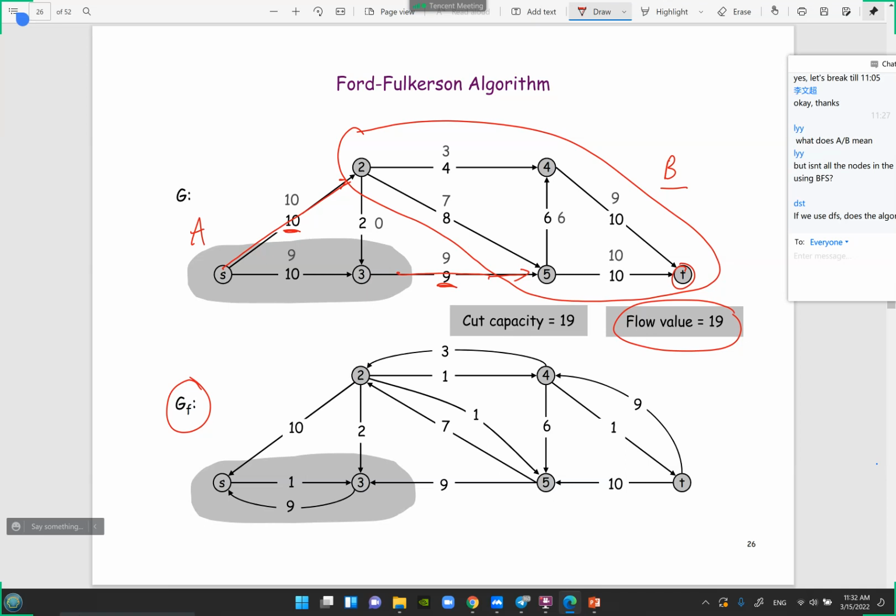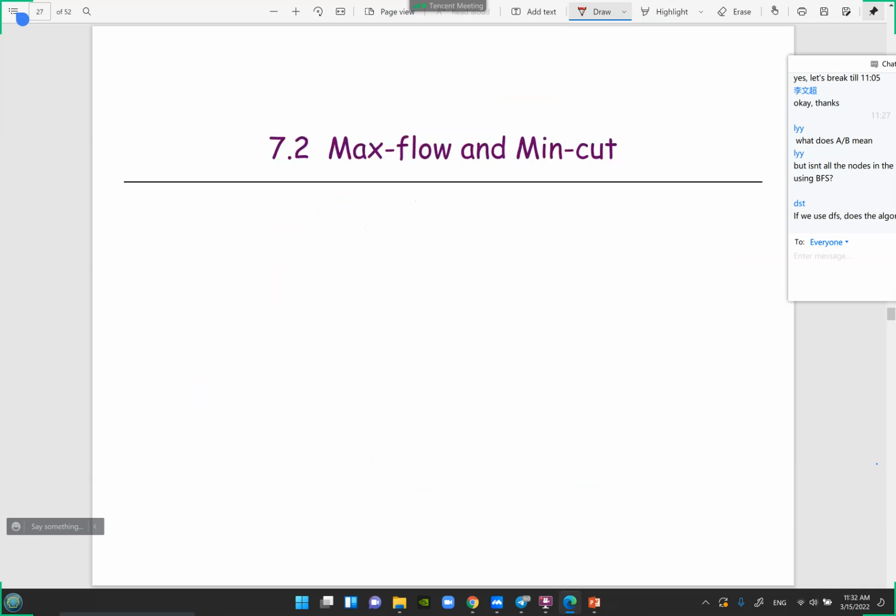Okay. So the way that we can prove the Ford-Fulkerson algorithm actually finds a max flow is that we can relate the max flow to something else called the min cut. Okay. And then we're going to show this interesting duality property between max flow and min cut. And that is what allows us to prove that the Ford-Fulkerson algorithm achieves the max flow. Okay, so now I need to talk about this thing called min cut.